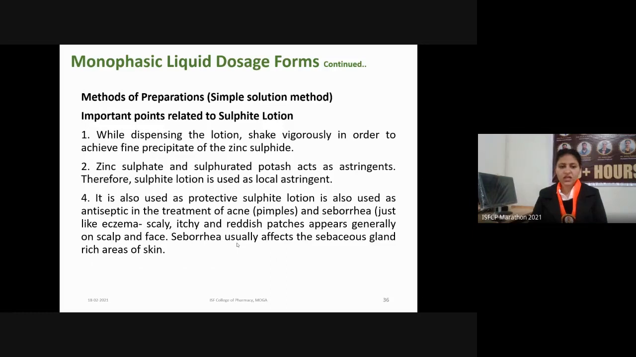The next point is that it is also used as a protective. Sulfate lotion is also used as an antiseptic in the treatment of acne and seborrhea. Just like eczema, scaly, itchy and reddish patches appear generally on the scalp and the face. Seborrhea usually affects the sebaceous gland rich areas of the skin. These are the important points related to the sulfate lotion.